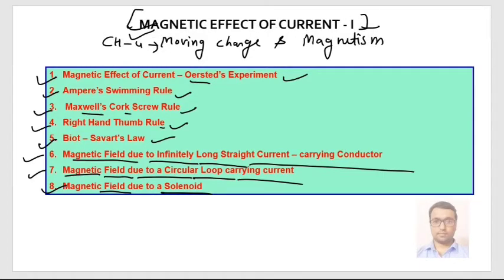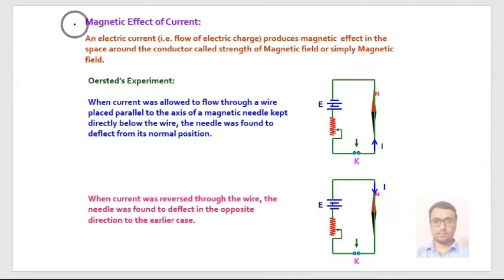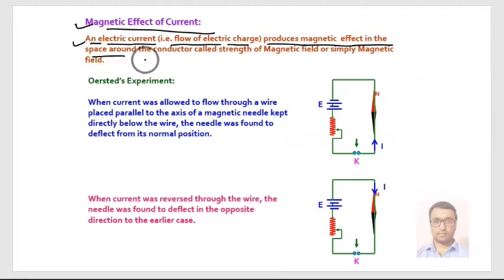So we will start with our first slide. Here the first topic is magnetic effect of current. So first we will understand what it is. An electric current, that is flow of electric charge, produces magnetic effect in the space around the conductor called strength of magnetic field, or simply magnetic field.